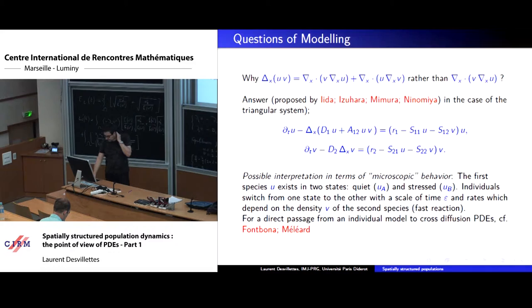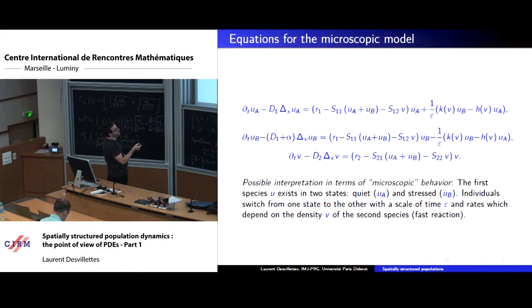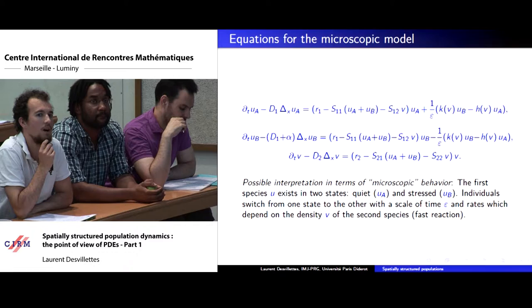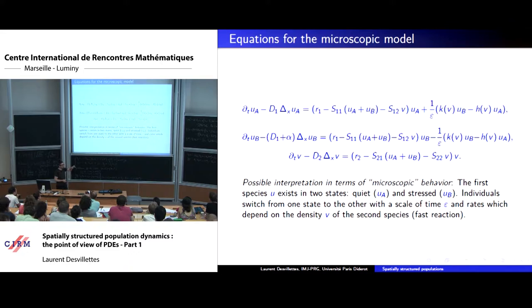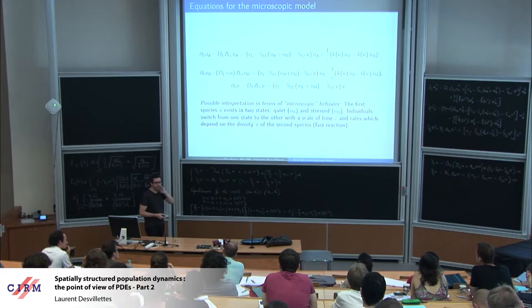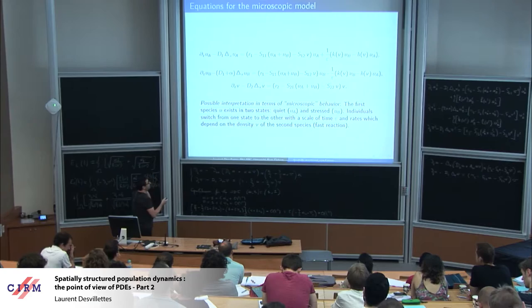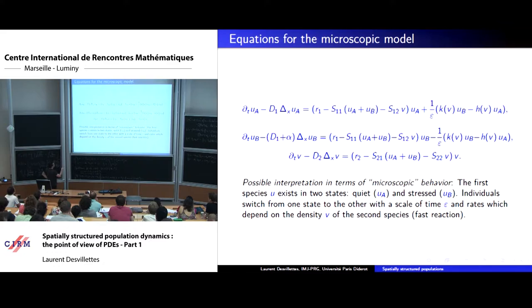Okay? So with all those assumptions, you end up with a model which is written here and which in fact is also written on the blackboard on the right-hand side, on the upper blackboard. But on the blackboard, I wrote everything with parameters epsilon, which are explicitly written for UA, UB, and V, whereas here it is not explicitly written, and I think it's a little more readable on the slide. So let's say that in this microscopic model, the last equation is exactly the same as previously, except that instead of U, you put the sum of the individuals of the species U which are stressed plus those which are quiet, okay?